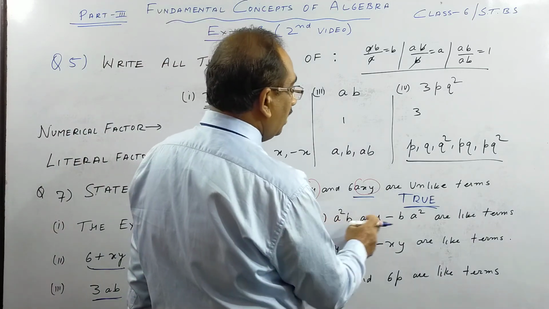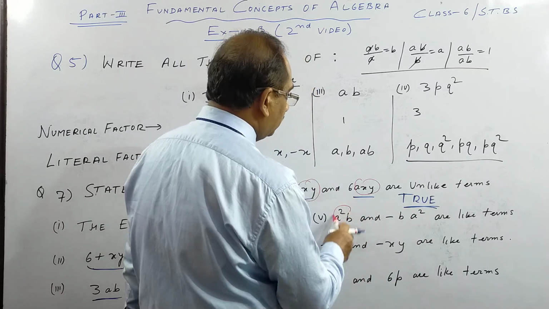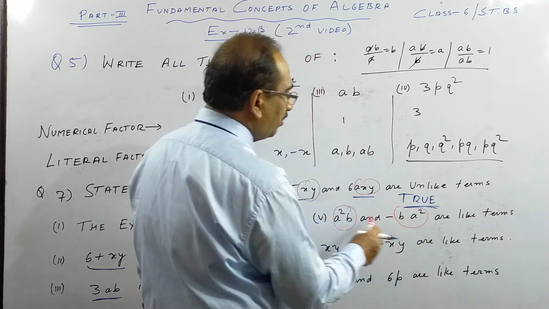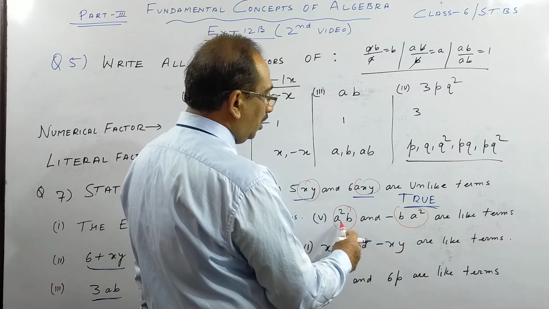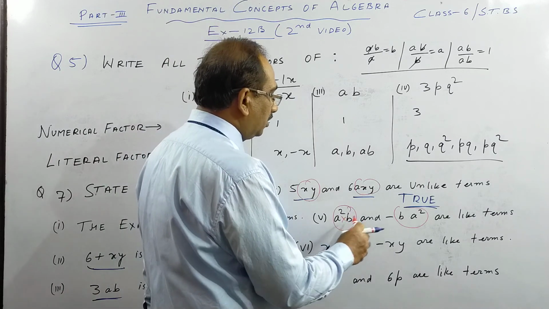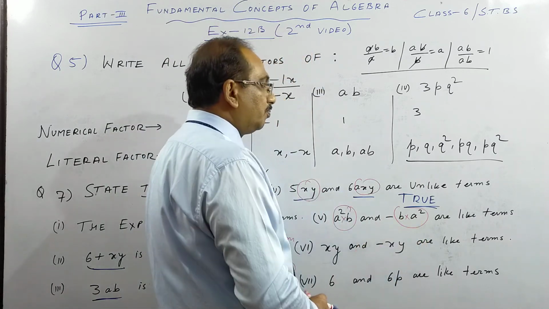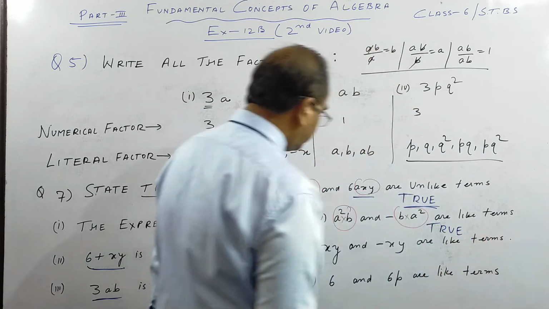A square b and minus b a square, yes, they are like terms. Don't see this minus and arrangement. Okay, 2 into 3 is same as 3 into 2. So a square is here b. So order is not important in multiplication. You will learn order is not important in multiplication. So this is also true, children.